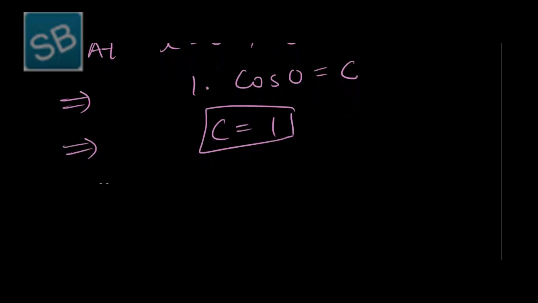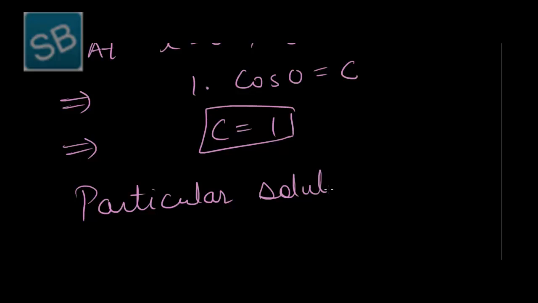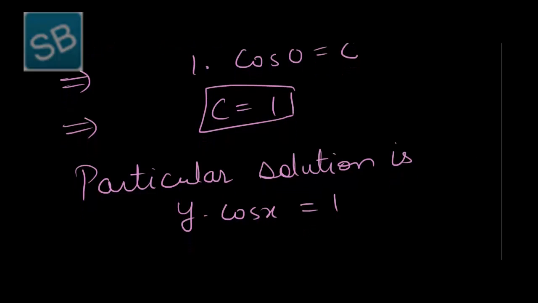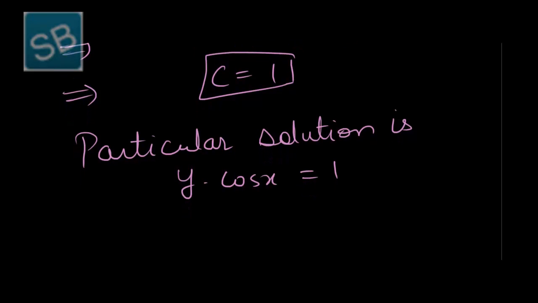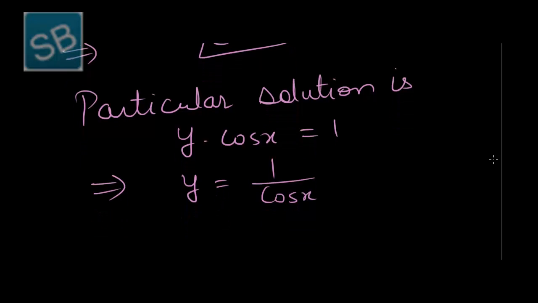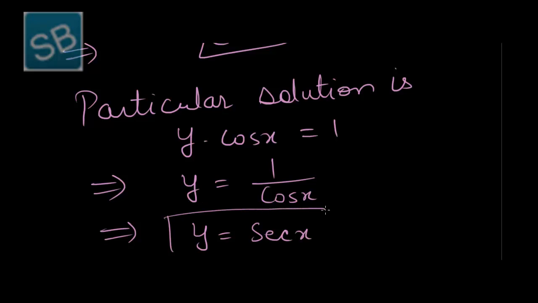Hence the particular solution is y into cos x is equal to 1. By substituting the value c is equal to 1 in the solution y into cos x is equal to c, we get y is equal to 1 over cos x. So the solution is y is equal to secant x. So y is equal to secant x is the particular solution of the given differential equation. As we see, a particular solution does not contain any constant.